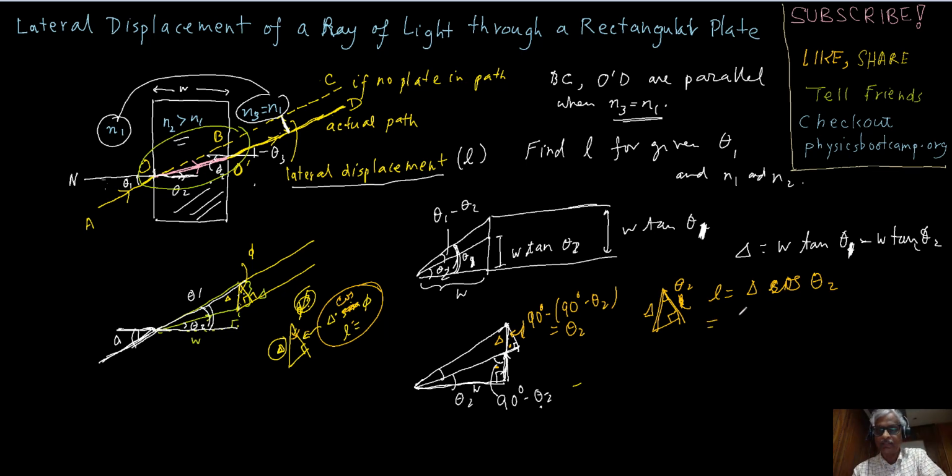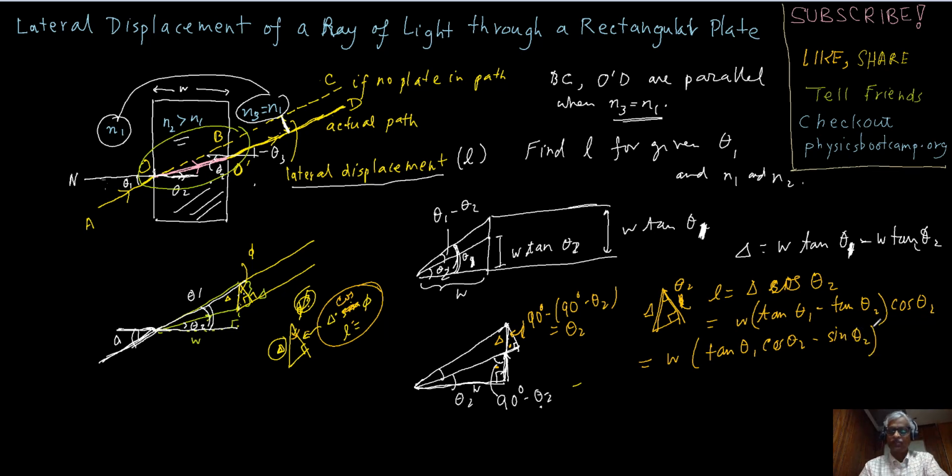Okay, so we have an answer, but we got things like both theta 1 and theta 2. So I could just multiply this out, or we can say W tangent theta 1 cosine theta 2 minus sine theta 2. So we need to write everything in terms of theta 1, there's no theta 2.